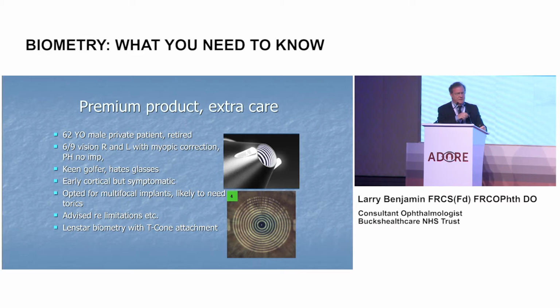Some of these machines have a thing called a T-cone, which is like a topographer. And it is important to do topography in certain selected cases. Here's an example of a 62-year-old who wanted to have a myopic correction cataract operation. Keen golfer, didn't like wearing glasses, wanted multifocal implants, likely to need torics, and the Lenstar was used with its T-cone attachment, producing the typical picture.